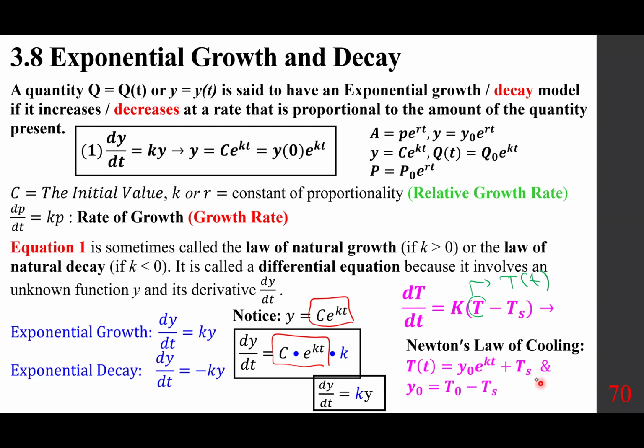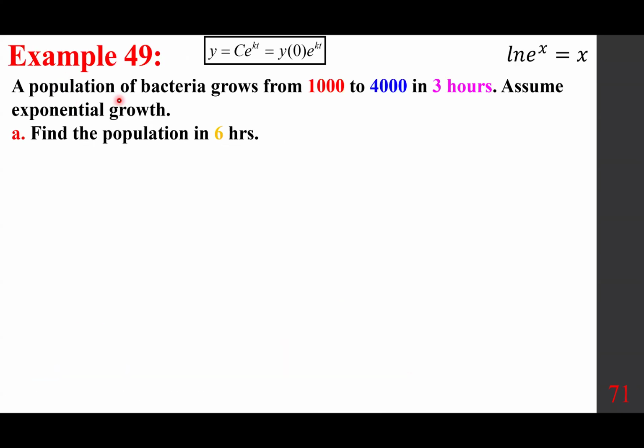We will go over that. So this is the synopsis of the section. We will go over that later on. But for now, a population of bacteria grows from 1,000 to 4,000 in 3 hours.